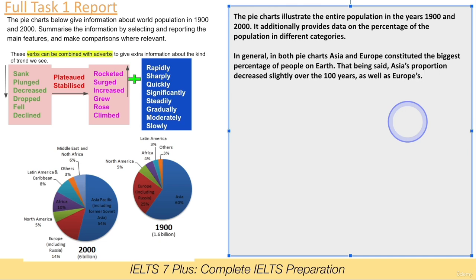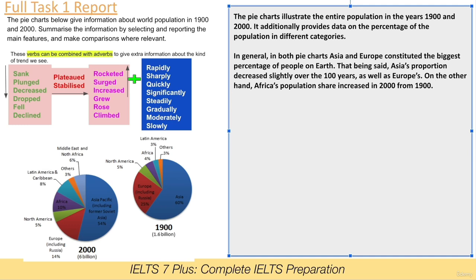And then perhaps we can add a line to shed light on the other aspects of the pie chart. So we could say, on the other hand, Africa's population share increased in 2000 from 1900.